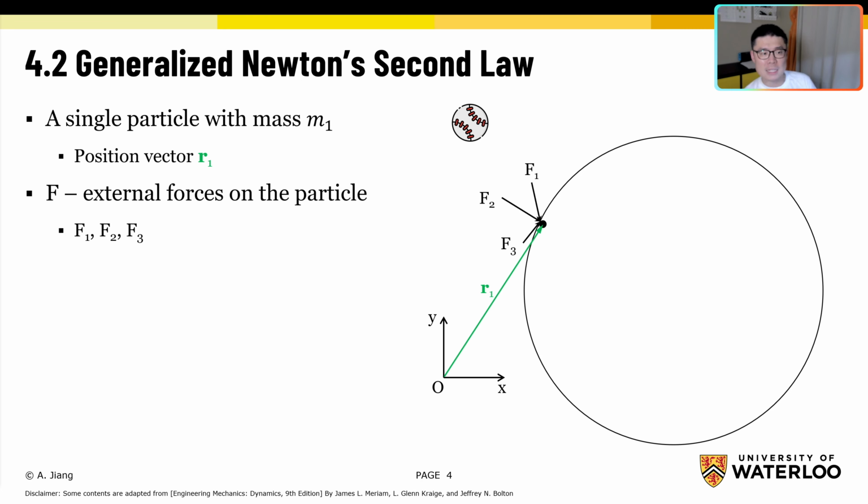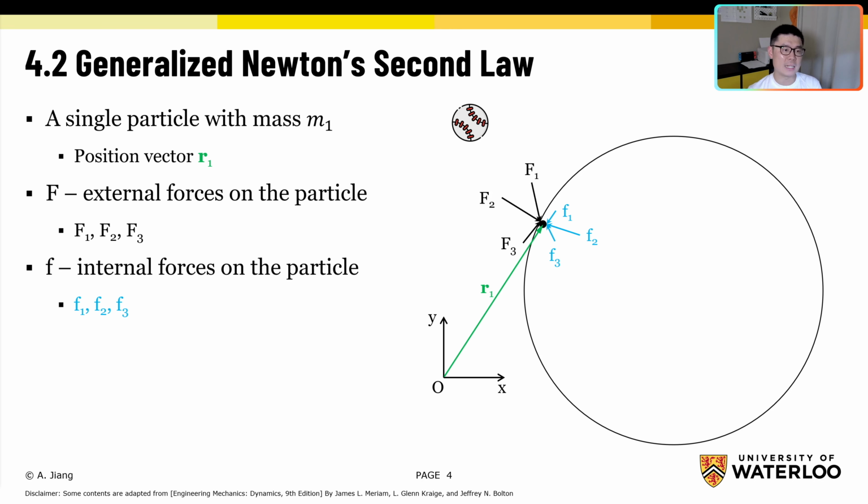From outside, that's from the baseball bat, there are forces being applied to this particle. Let's say F1, F2, F3 here. We use capital F, just pay attention to that. From the inside, in the meantime, due to the constant motion of particles, there are forces applied to the particle from the inside. Let's say f1, f2, f3 here using the small f.